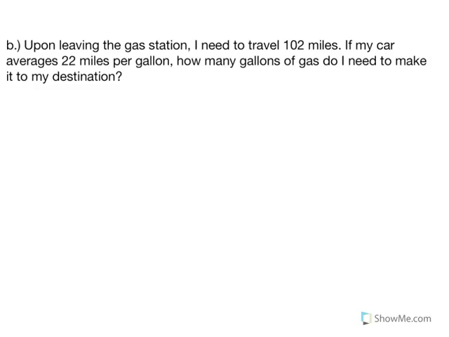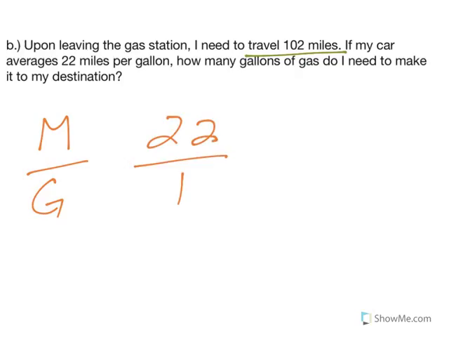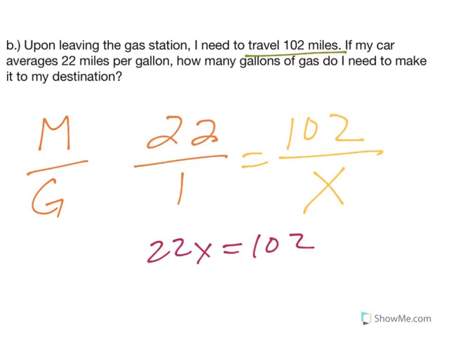Upon leaving the gas station, I need to travel 102 miles. If my car averages 22 miles per gallon, how many gallons do I need to make it to my destination? Well, now we're talking about miles compared to gallons. So my car gets 22 miles for 1 gallon. If I need to go 102 miles, how many gallons will I need? Well, not too bad, right? Cross multiply, 22x equals 102, divide by 22, and I need 4.64 gallons.